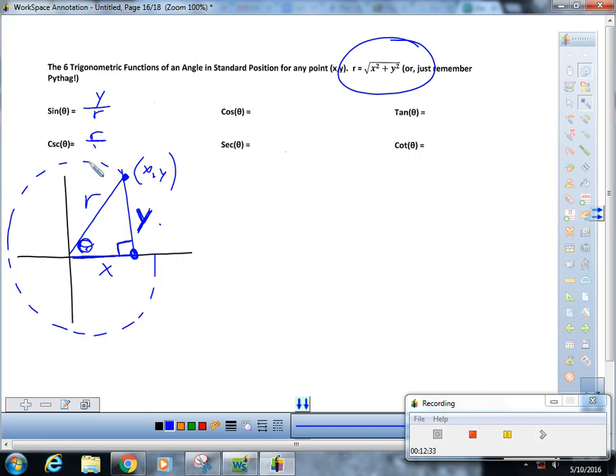Okay? Got it? I'll give you time to erase. I'm very sorry. So sine is going to be y over r. Cosine is going to be x over r. And secant r over x. And let's see if I can actually get this one right. Tangent should be y over x. And cotangent, x over y.